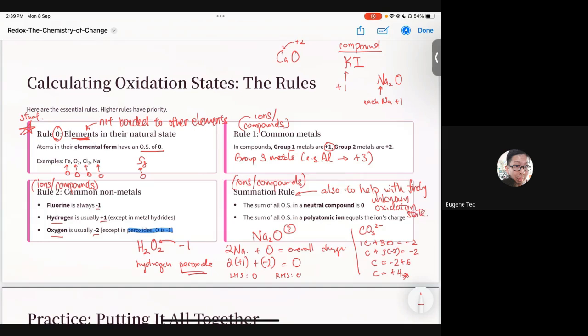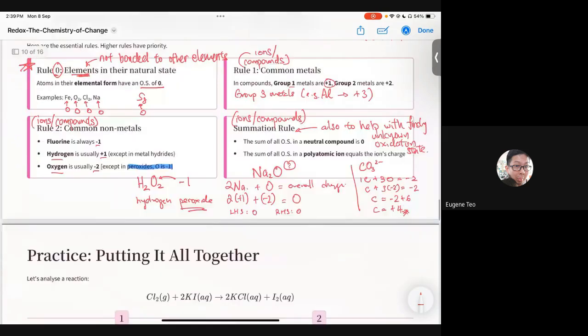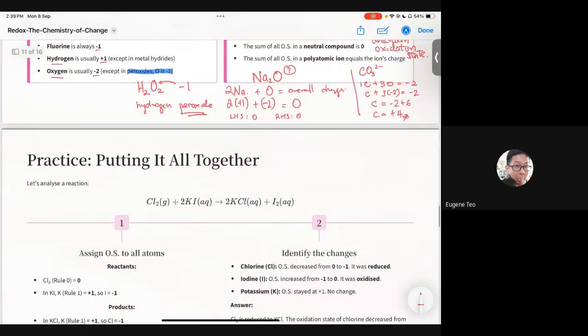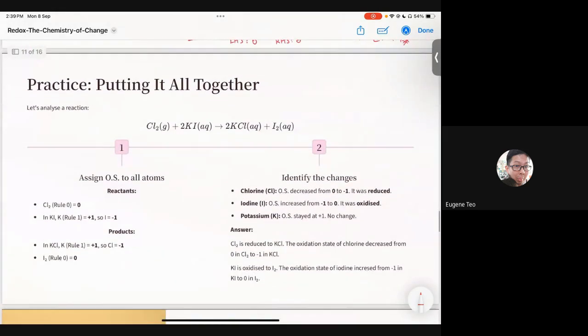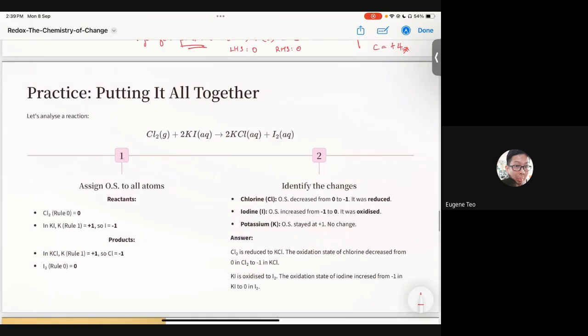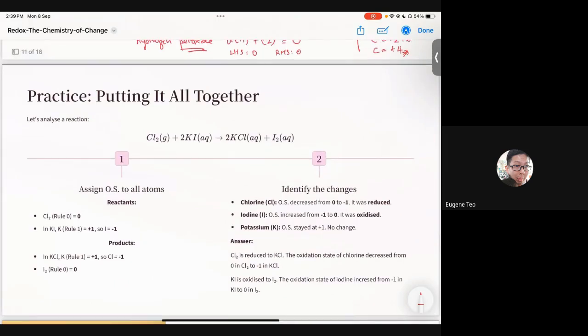Okay, so these are the rules, and we are going to apply them here. Let's look at this equation here. First thing, let's assign oxidation states to all the atoms. Let's apply rule 0 first. Remember, apply rule 0 first. Rule 0 is that for all elements, the oxidation state must be 0. So which are elements? Elements means not bonded to any other things, right?